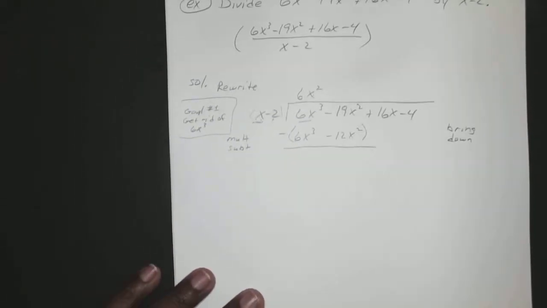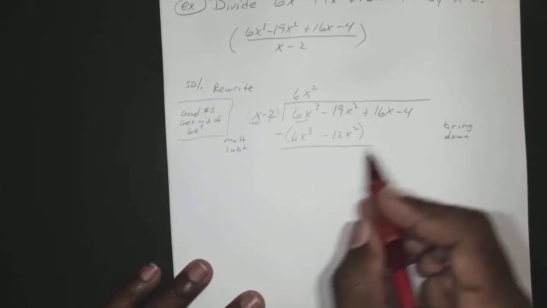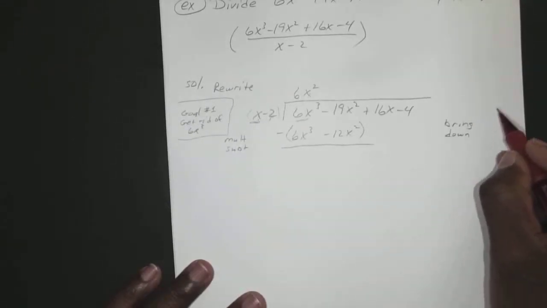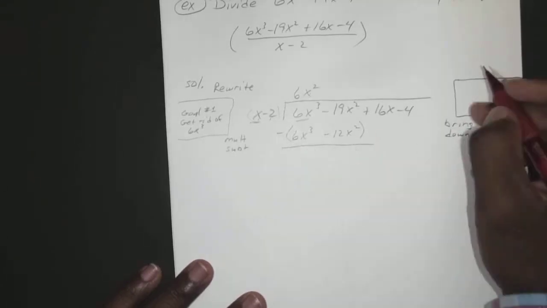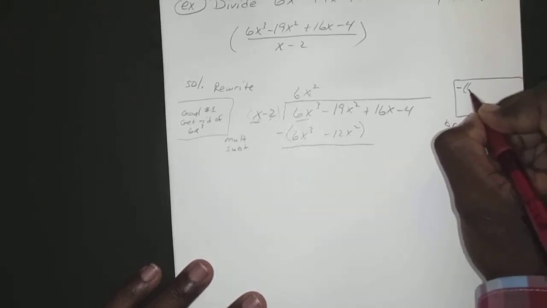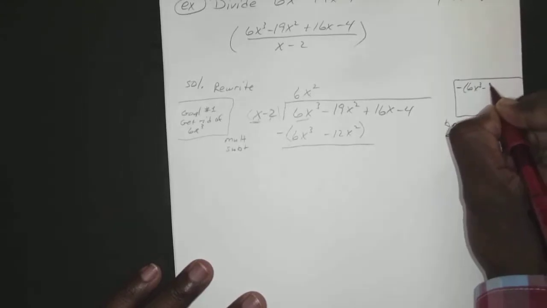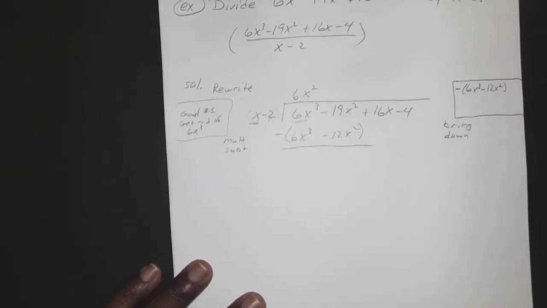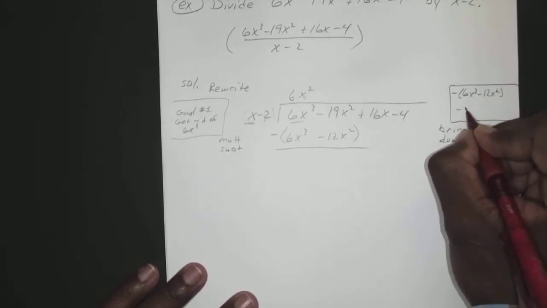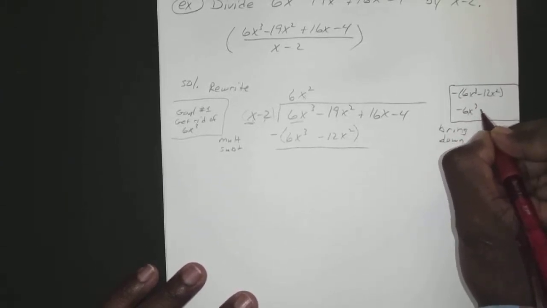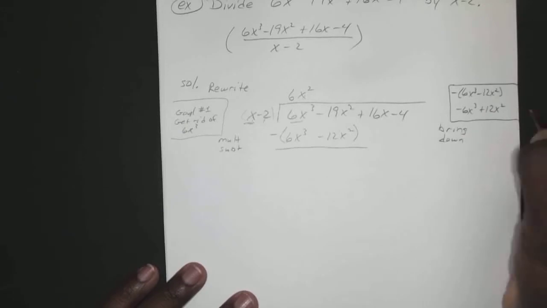This part can get a little bit tricky. Just a little side note here: if you subtract 6x to the third minus 12x squared, you're actually going to end up, if you distribute that negative 1, with minus 6x to the third plus 12x squared.